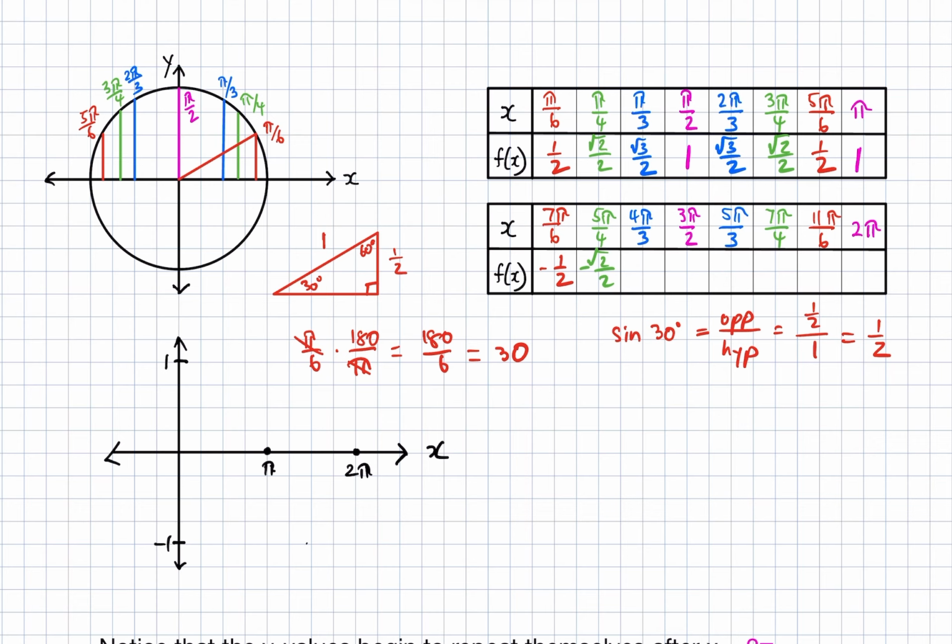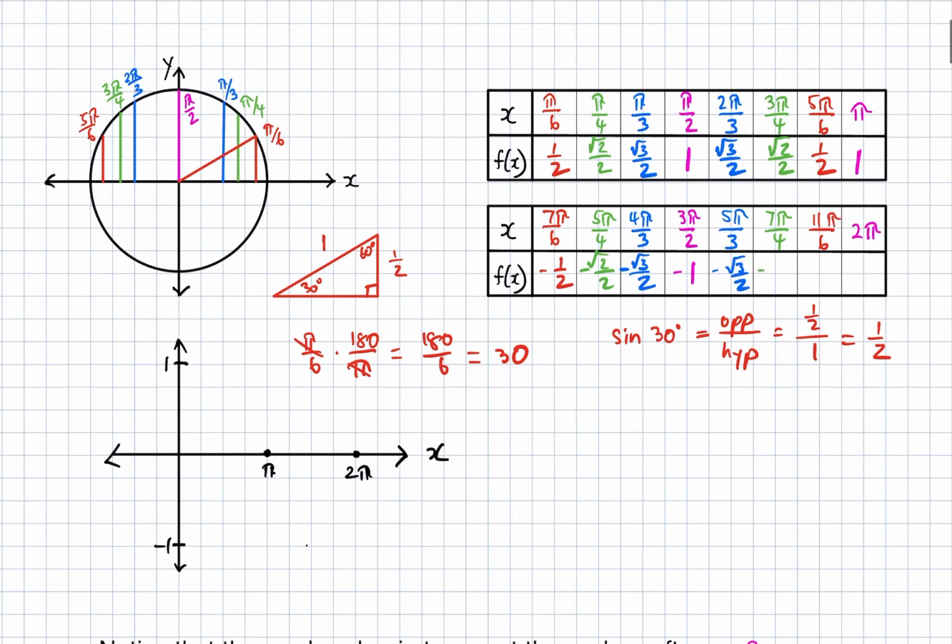The sine of 4 pi over 3, square root of 3 over 2. The sine of 3 pi over 2 is going to be negative 1. The sine of 5 pi over 3 is negative square root of 3 over 2. Forgot to negate this one here at 4 pi over 3. The sine of 7 pi over 4 is negative square root of 2 over 2.